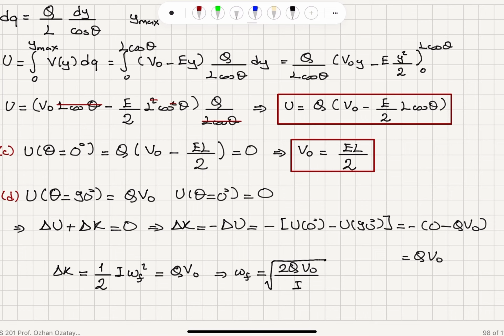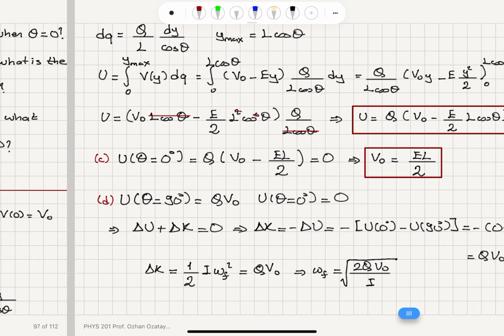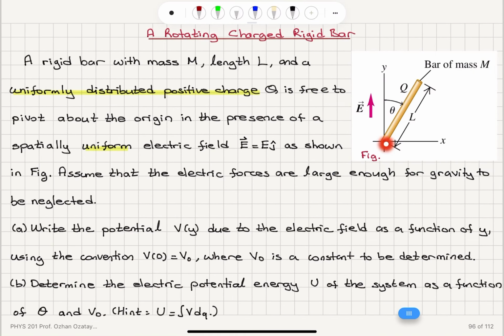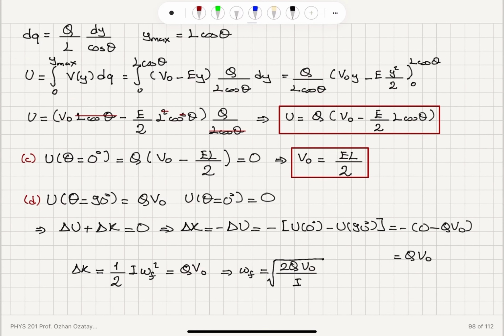The change in kinetic energy is minus the change in potential energy, which is QV0. And the kinetic energy is purely rotational. The bar will not translate. It is pivoted at its end point here. So it's going to rotate. So we have 1/2 I omega final squared minus 1/2 I omega initial squared, but omega initial is 0. It was released at rest, is equal to QV0. So we find omega final to be square root 2QV0 over I.